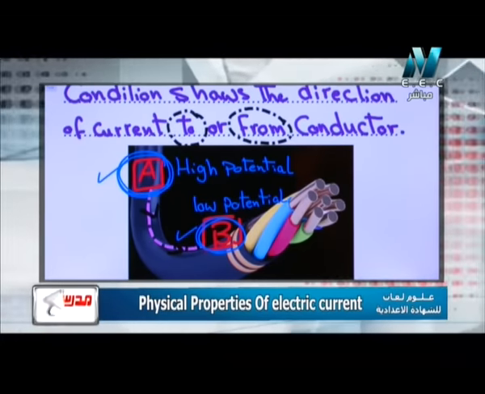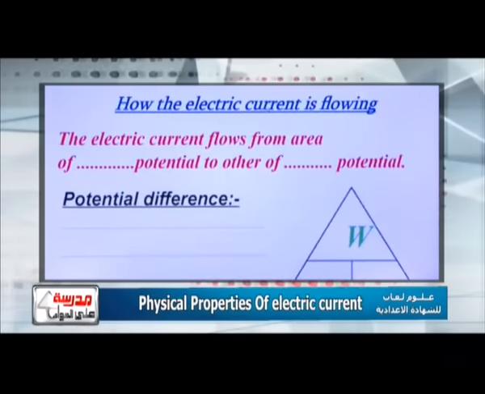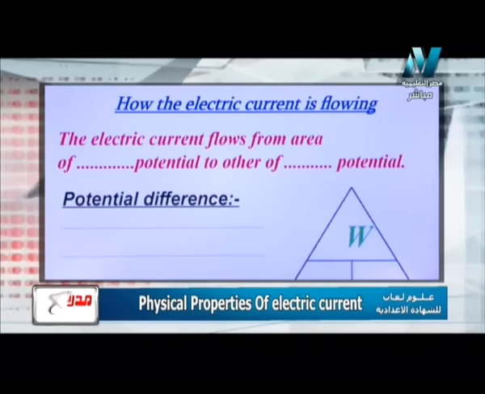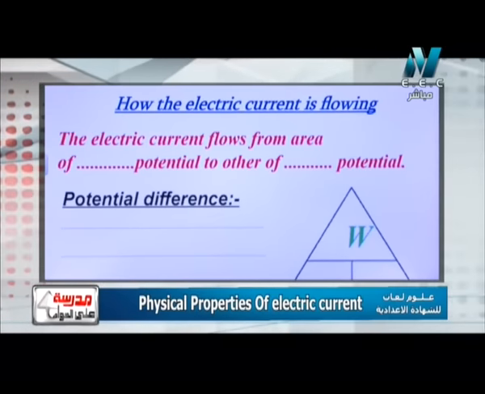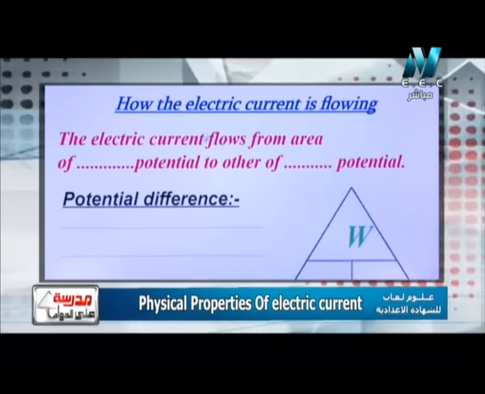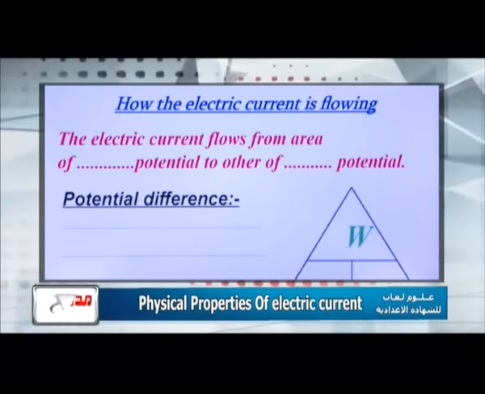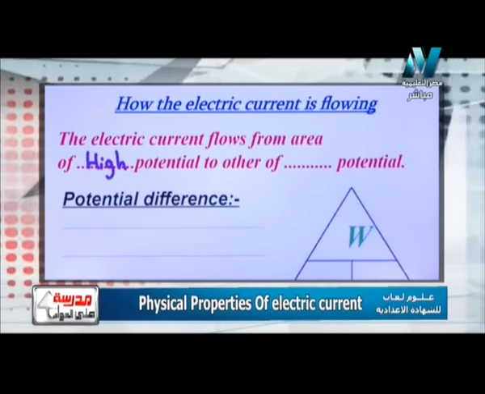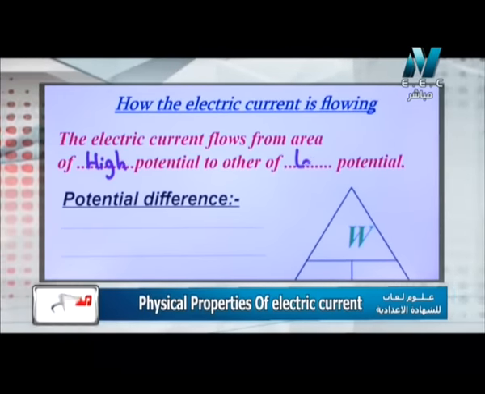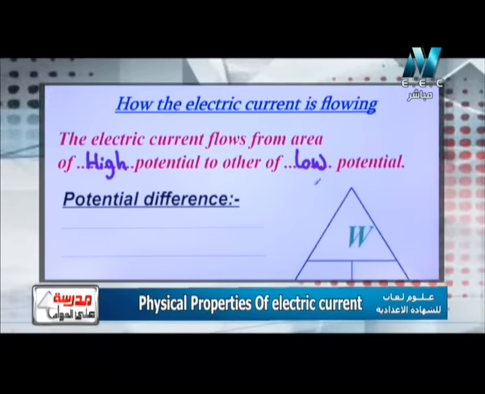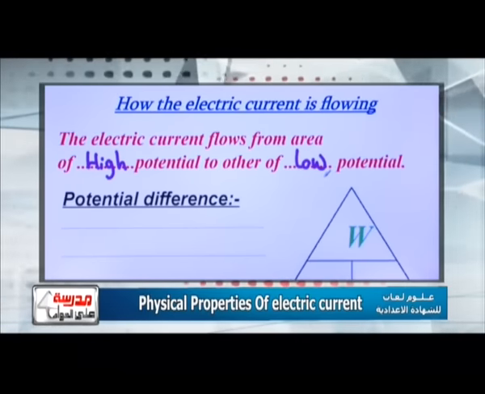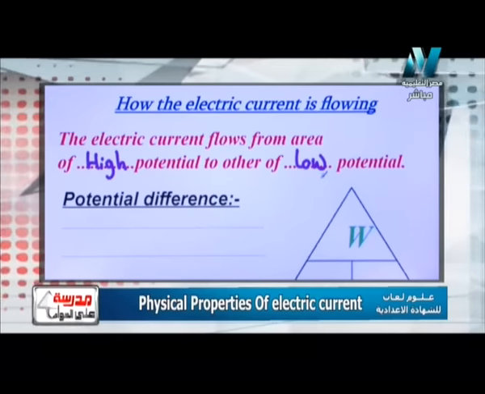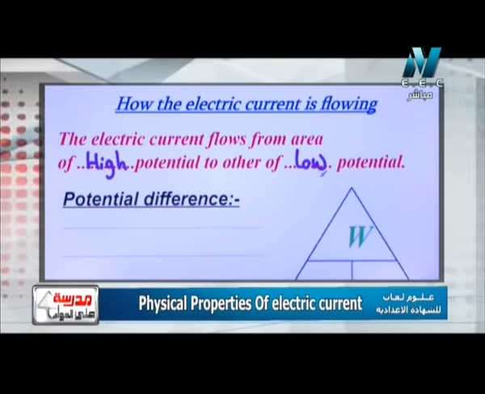Potential difference. As we know, as you see how the electric current is flowing. بيمشي ازاي؟ طبعا احنا اتفقنا مع بعض. We know now the electric current flows from area of high potential to other of low potential. يبقى جاي من المكان اللي فيه potential. هنا potential نقدر نعتبرها ضغط، يعني منطقة ضغط عالي. High potential to low potential.